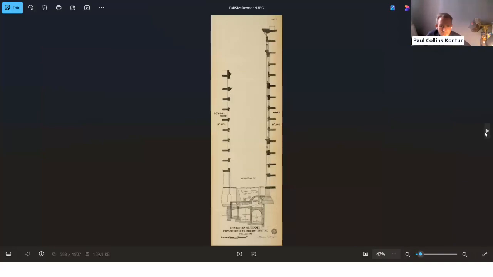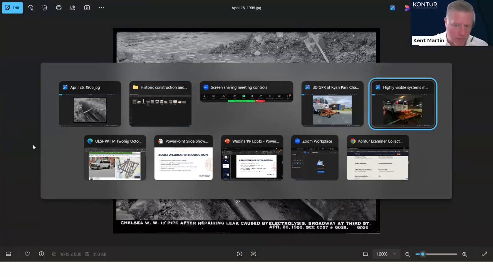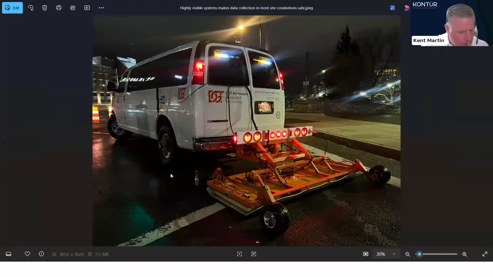Just to interrupt for a second, going back to your configuration of the van, we had a question from Matt Dragon. Can you comment on the survey wheel configuration? Is it off the van wheel? I'm assuming he's talking about the DMI.